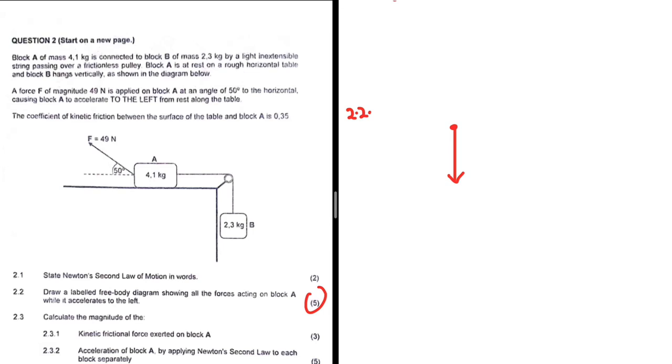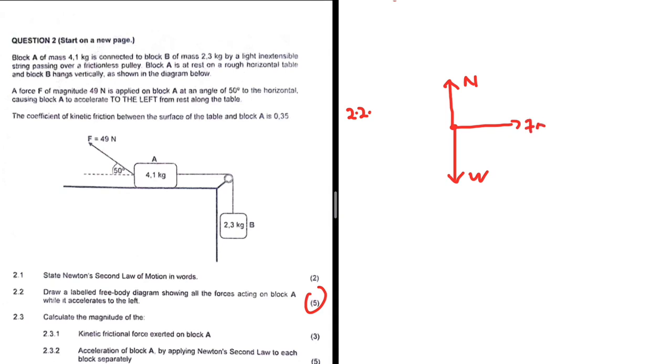So now let's take a look at our question statement so that we can identify all the other forces. Block A of mass 4.1 kg is connected to block B of mass 2.3 kg by a light inextensible string passing over a frictionless pulley. Block A is at rest on a rough horizontal table. So hearing that, at rest on a table, normal force, that is the first thing. And we already know from the question that it is accelerating to the left. So if it is accelerating to the left, the frictional force must be to the right. So there we go, we have the frictional force.